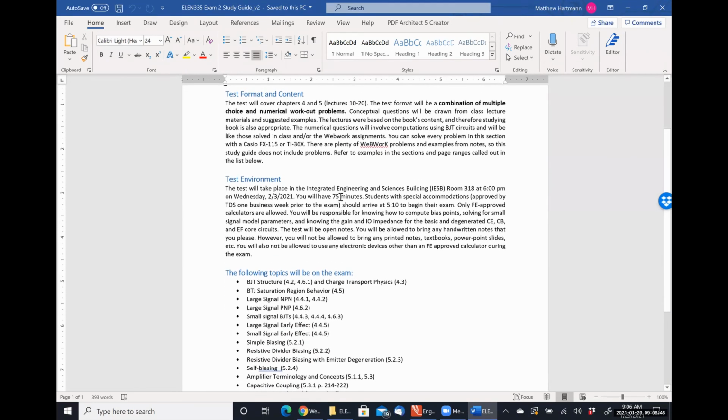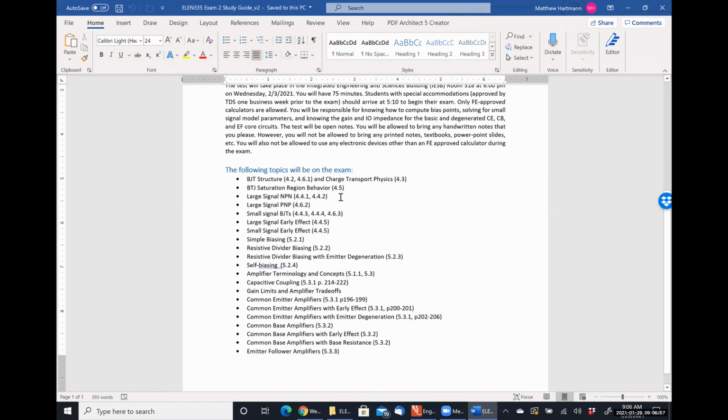Test format and content is going to be the same. It's a combination of multiple choice problems and numerical solution problems. There is a big list of all of the topics that will be on the exam. It is effectively chapters 4 and chapter 5, the whole thing. So we've gone through all of that.